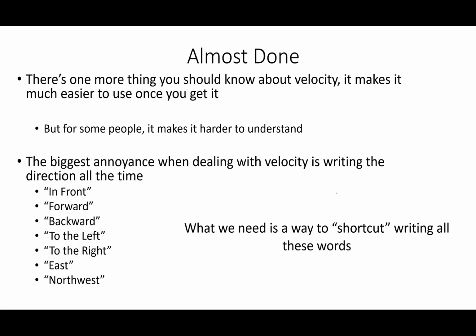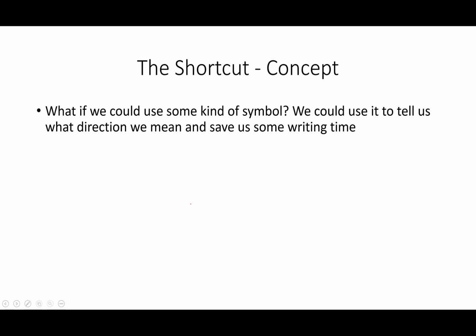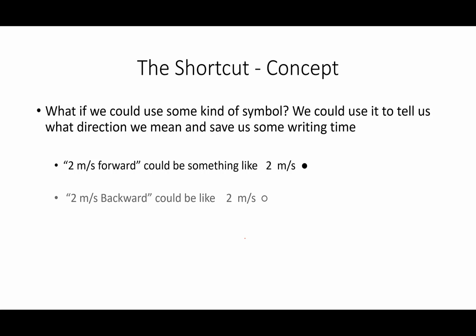There's an easier way. We could use a symbol, maybe. We could use the symbol to tell us the direction that we're talking about, so that I don't have to write down the whole word. Kind of like you write LOL, right? Instead of laughing out loud. Even though nobody says that, but whatever. It's a shortcut. 2 meters per second forward could be something like this, with a dot. Backwards could be an empty circle, right? So a full circle is forward, an empty circle is backward. Or the east could be this little euro sign, right? 2 meters per second east. That's faster than writing E-A-S-T.